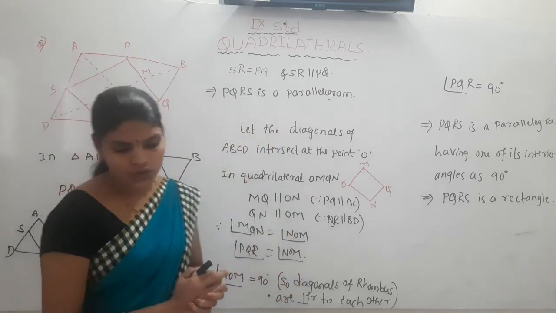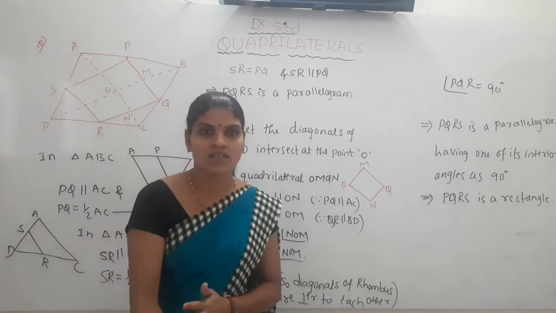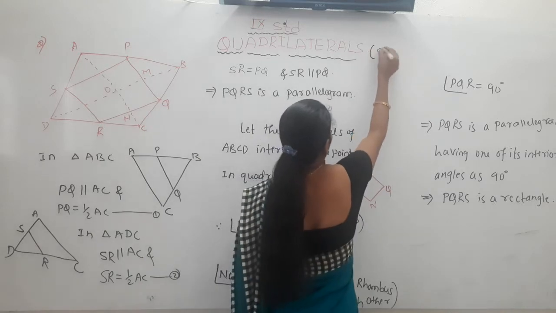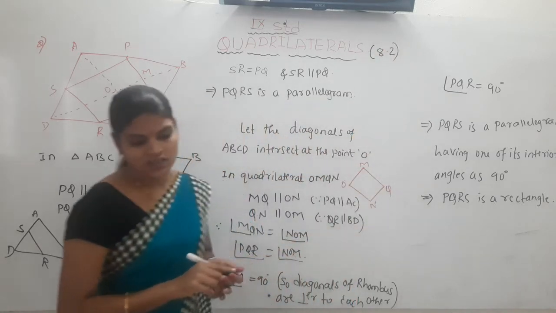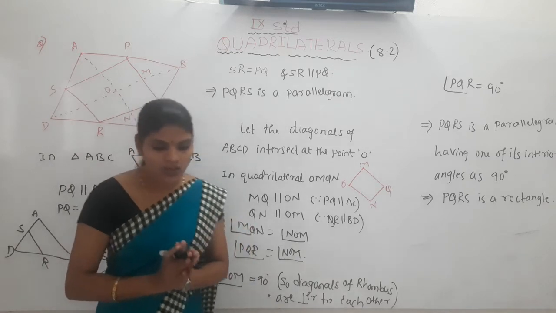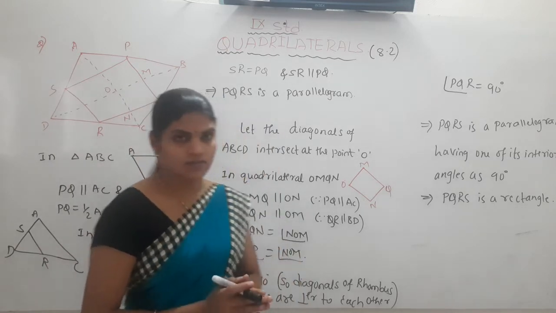Now we will come to the next problem of your exercise 8.2. Yesterday we solved the first one. So now the second one. What is the second question? ABCD is a rhombus.